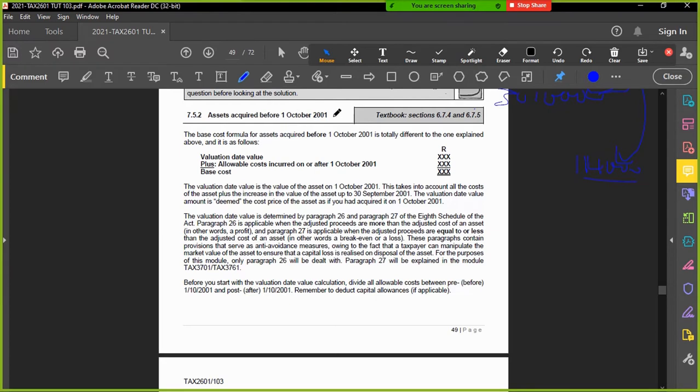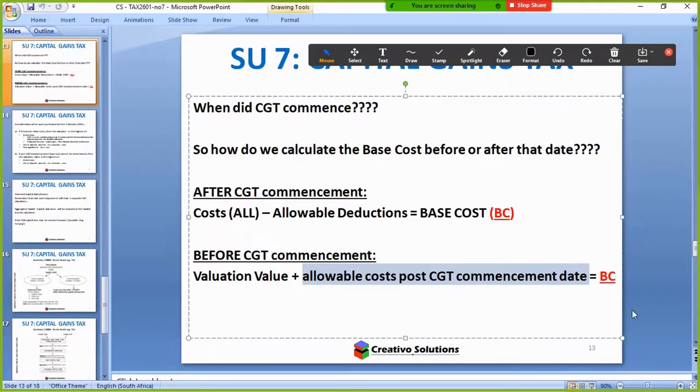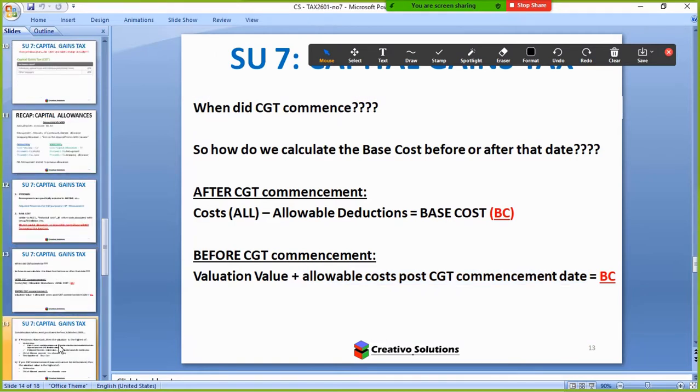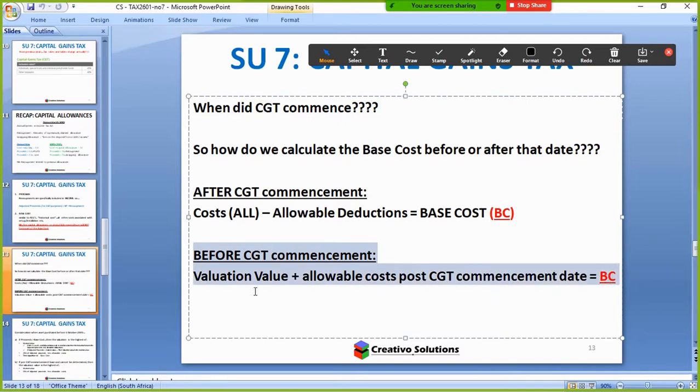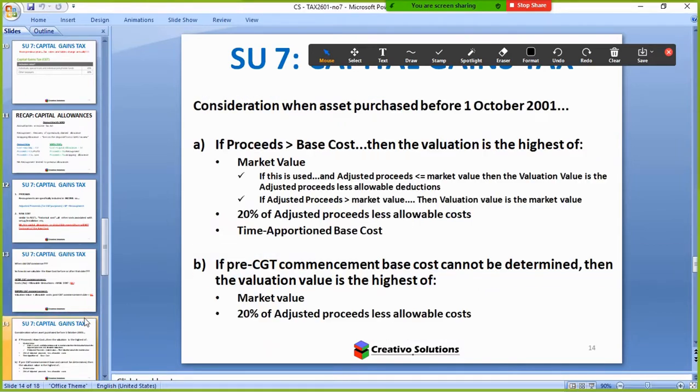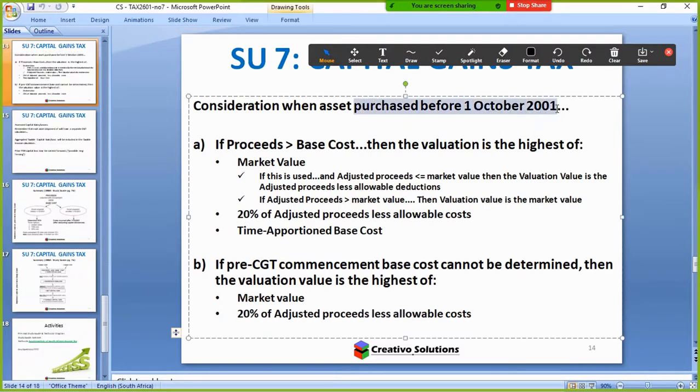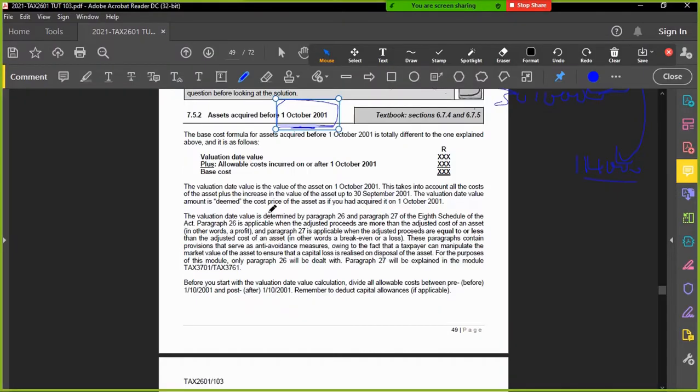Okay, this is assets acquired before. Right, if it's before October 2001, then we've got to use that whole long method, this one. Let me go show you. Here, there, before. Okay, before commencement. All right, valuation date and allowable costs. Okay, then we need to check. If it's purchased before, we need to check these two things. We need to check the valuation value. Right, if it's pre-CGT or after. Okay, so okay, there's the formula. They gave you the formula.